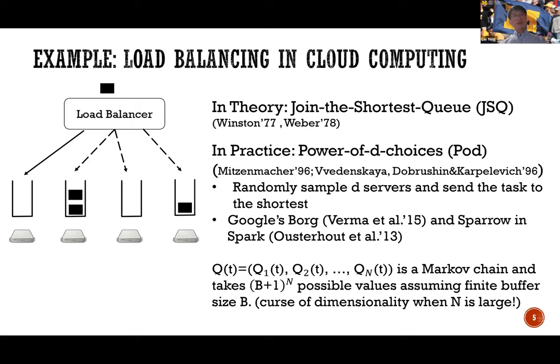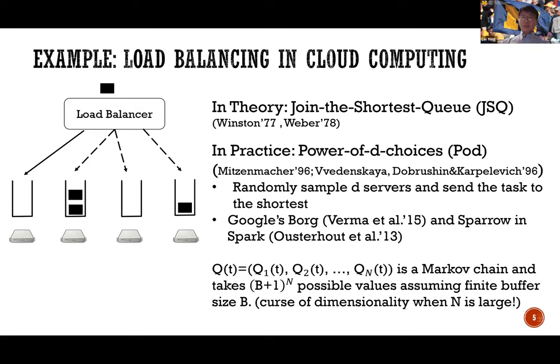As I said, this problem is not new. It has been studied for many, many years. In theory, what is the best algorithm to use? The best algorithm is join the shortest queue. Basically, when the job comes in, you look at all servers, then put the job in the shortest among all n servers. That can be proven to achieve the best delay performance under very general conditions.